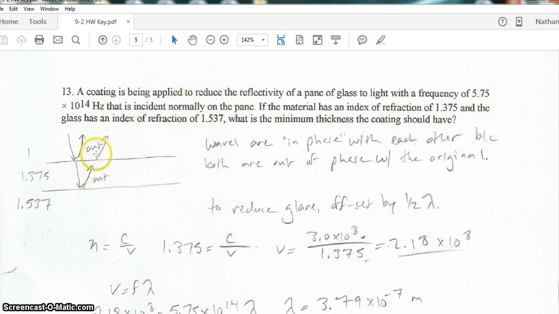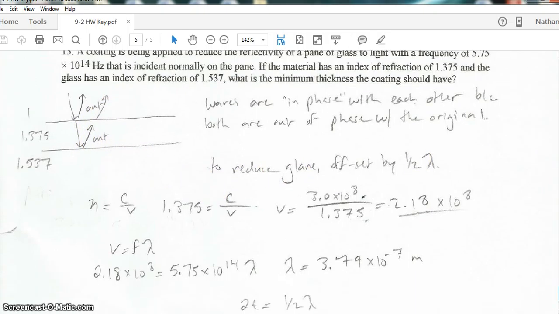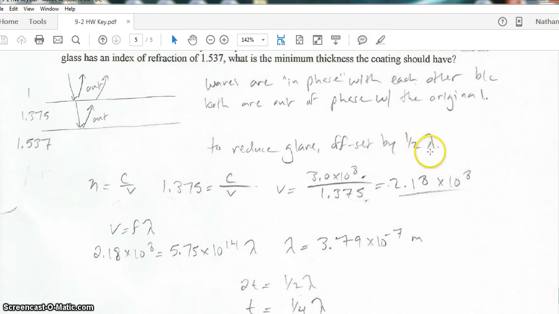Because they're both out of phase with the original, which means again they're in phase with each other, in order to set them out of phase with each other, we've got to set them off by half of a wavelength. The second wave down here is going to have to travel half of a wavelength further than the top wave in order for it to be offset. And that's the minimum thickness there. If it's 1/2, it could also be 3/2 or 5/2, but the minimum thickness is going to happen when it's 1/2. So anyway, I have to do a little bit of work here.